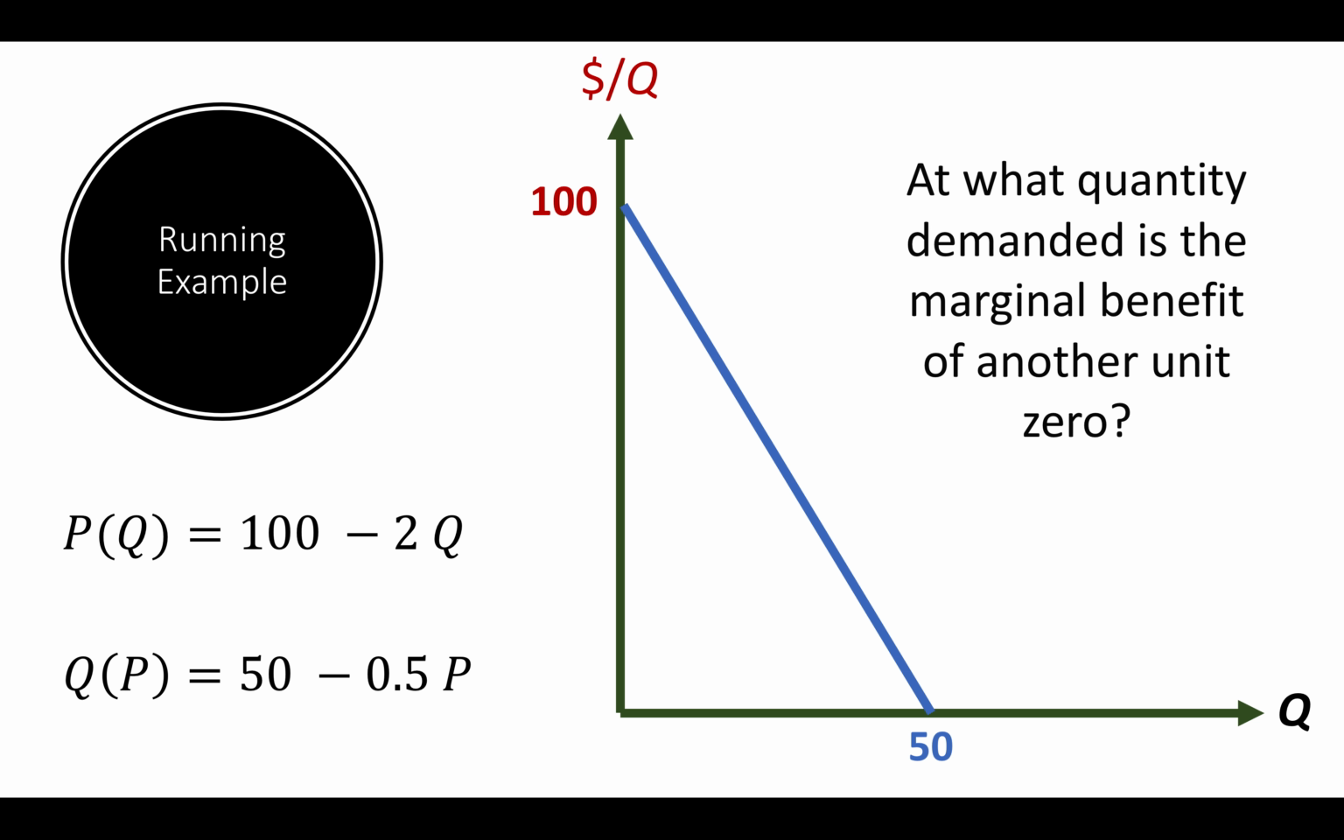Now, we might also ask a similar question: at what quantity demanded is the marginal benefit of another unit 0? This is what I was talking about before, where because of diminishing marginal utility, as we get more and more of these things, we care about the next one less and less. We value it less and less. If our value of the next item goes all the way to 0, the price we'd be willing to pay for the next item goes all the way to 0, and that's equivalent to this curve going all the way to 0. So we can ask, at what quantity does this curve hit the x-axis?